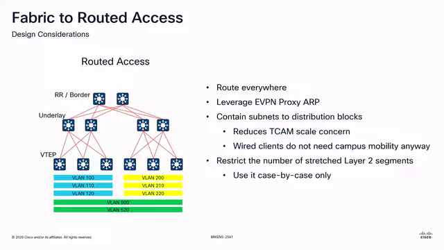The downside is you cannot use it everywhere, because there would be some endpoints that rely on flooding, silent hosts as an example. Another interesting design trick is that you can contain the subnets to distribution blocks. Let me give you an example. Let's say you have a VLAN 500 that is stretched across everywhere, and you put 10,000 hosts there. 10,000 IPv4 hosts will consume 20,000 host routes, so you're pretty much full, right? 10,000 would be your network capacity if you stretch it everywhere.